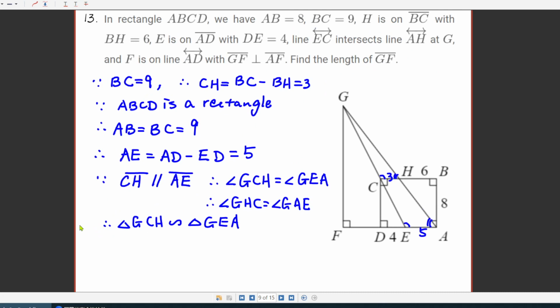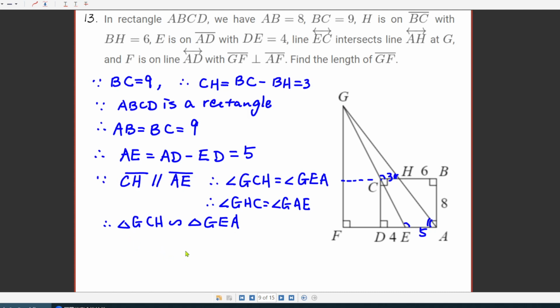GF is the altitude of triangle GEA. GF is here. And the corresponding altitude of triangle GCH has length GF minus CD, right? You see that? That's the altitude of triangle GCH, right?